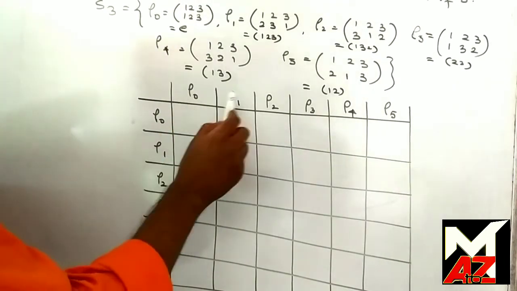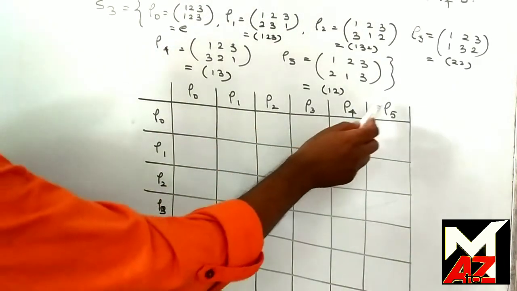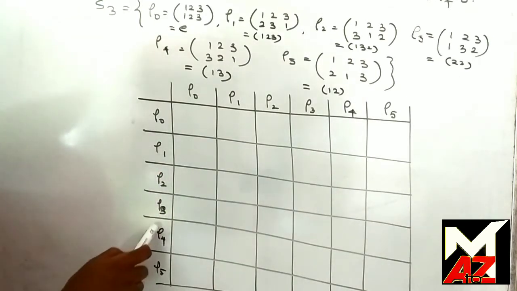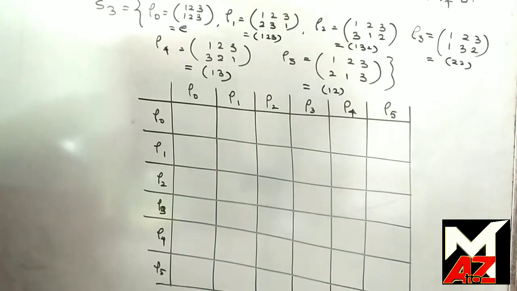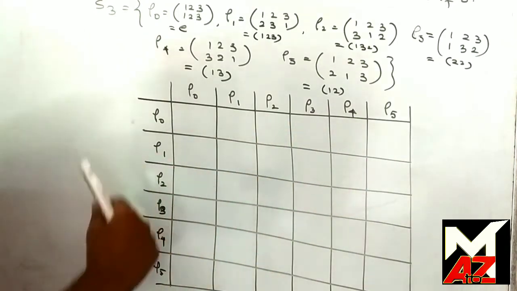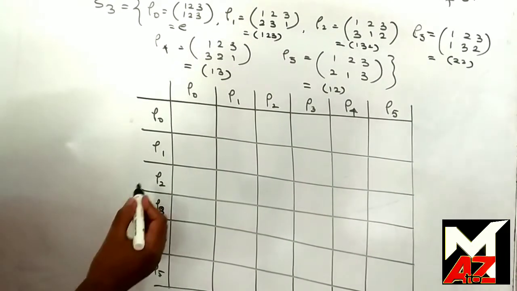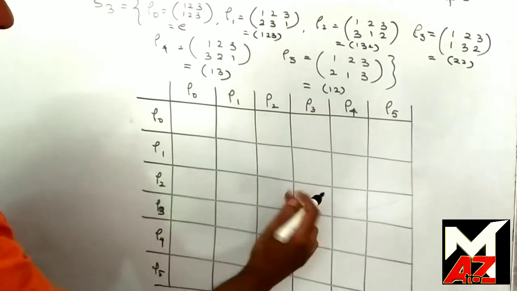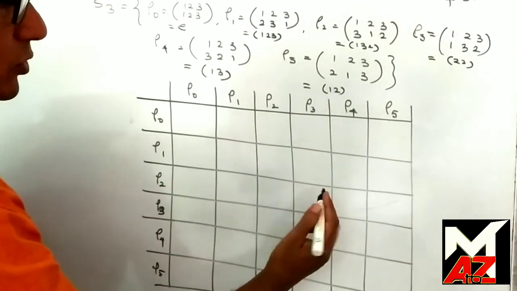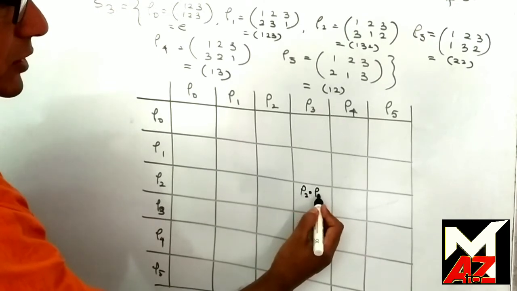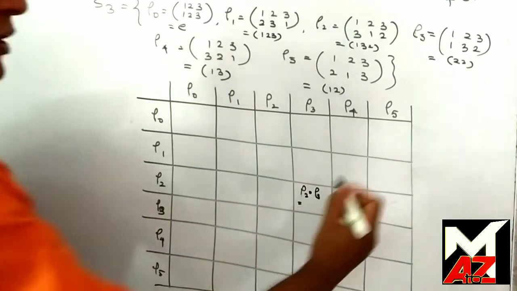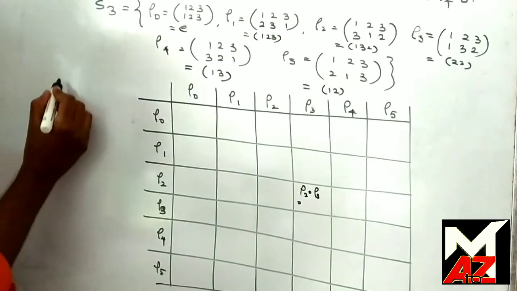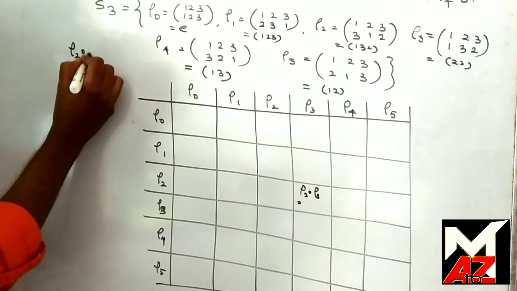Here in the top row, row 0, row 1, row 2, row 3, row 4, row 5, and the left column is row 0, row 1, row 2, row 3, row 4, row 5. Now we calculate all the cells. Here, if we consider row 2 composition row 3, in this cell, we calculate row 2 composition row 3.